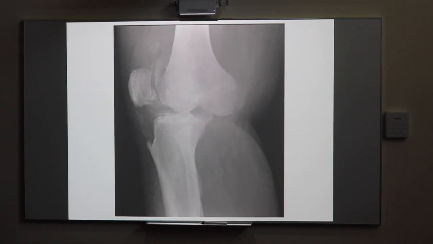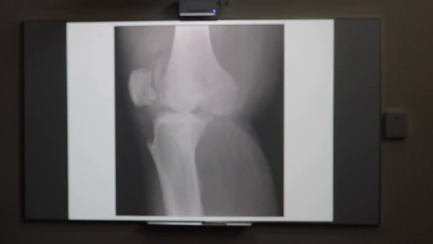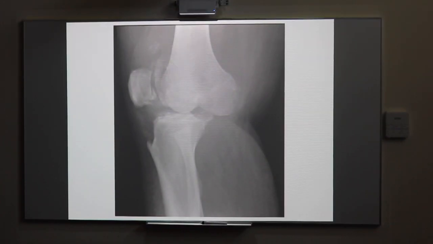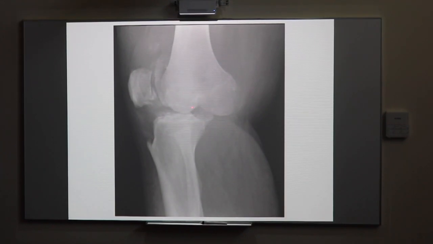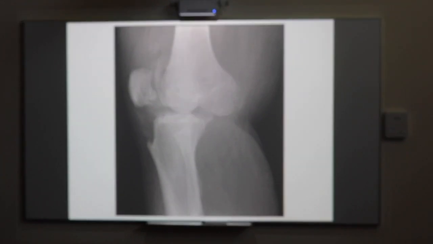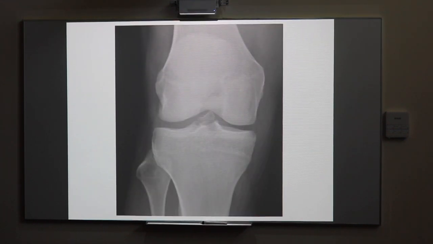Now what's wrong here? Dislocation. Look at where are the condyles and where is the condyle of tibia. So everything is apart. It's twisted. Now what's wrong? The plateau is broken here.